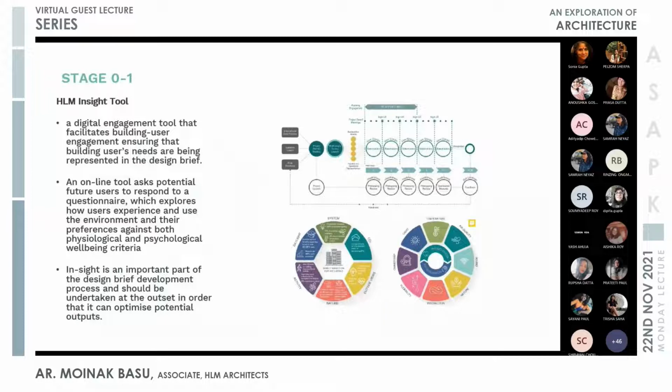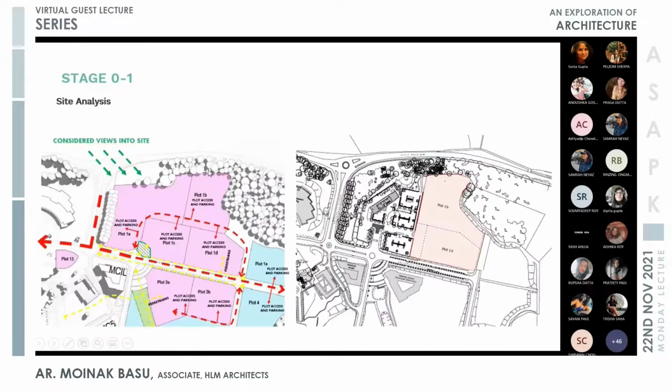While that's happening, we start using HLM Insight, which is the tool that I just mentioned. So basically what happens is we send out a questionnaire to the department heads or the clients, depending on what kind of project it is. If there are any trees of significance on the site, what the ecological characteristics of the site are, whether the site's prone to flooding, all these assessments would be made at this stage.